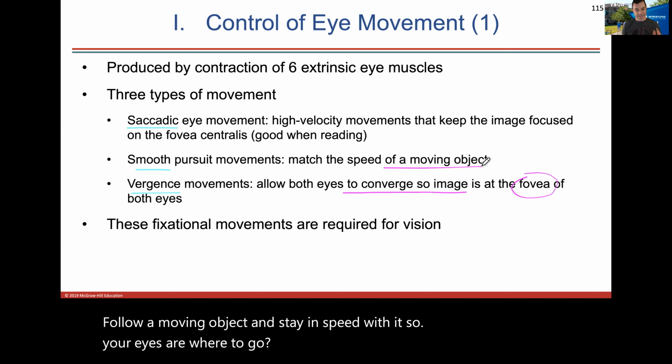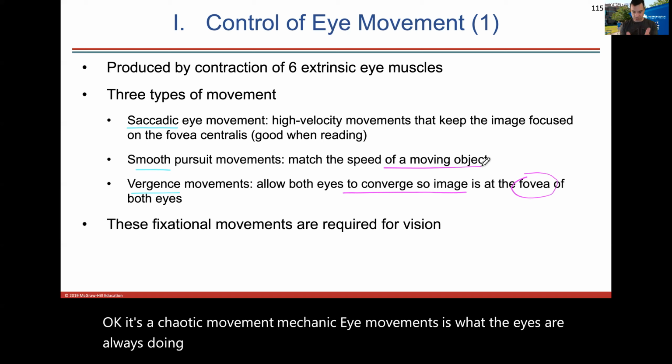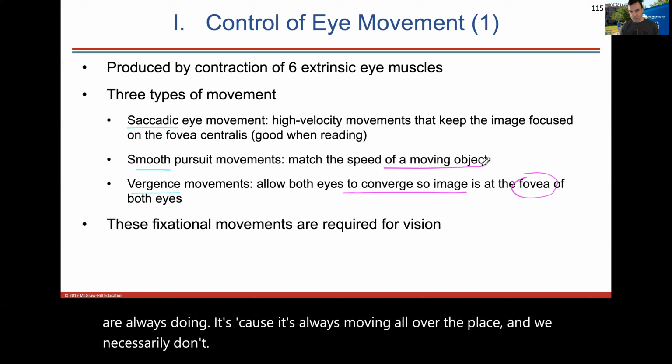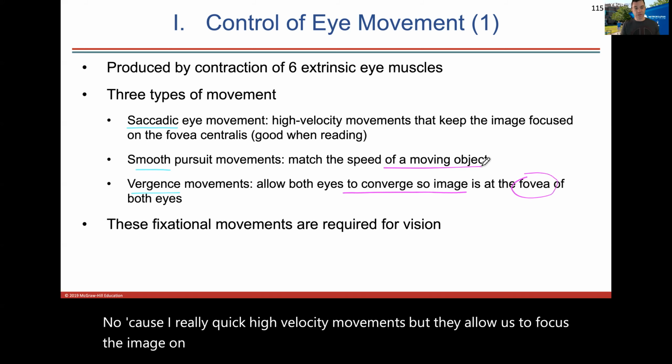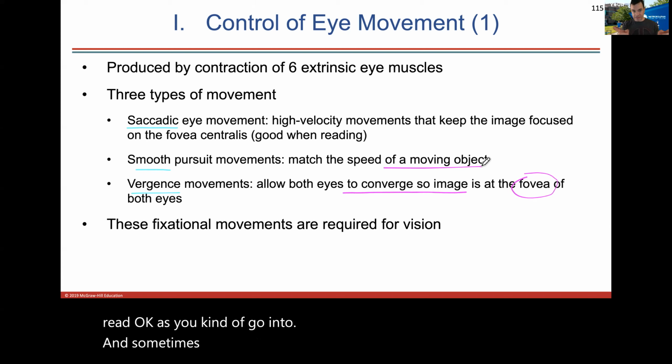And saccadic eye movements are what the eye is always doing. It's always moving all over the place, and we necessarily don't know because they're really quick, high velocity movements. But they allow us to focus the image on the fovea centralis. This is what happens when we read. Sometimes you don't even know that the eye is moving.